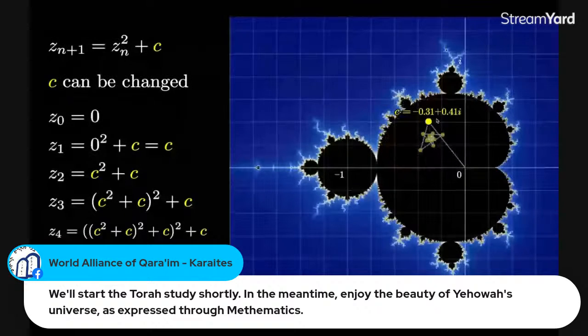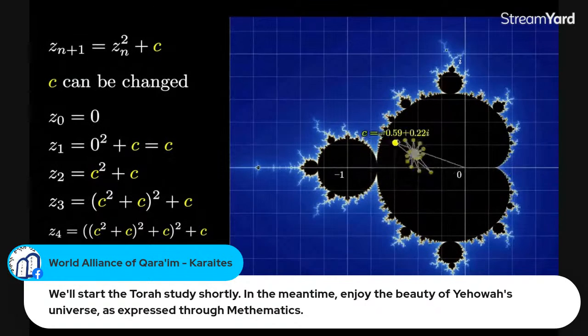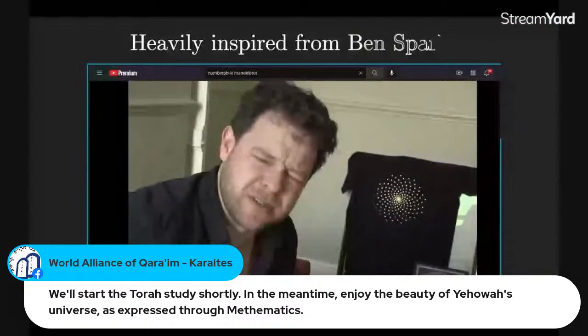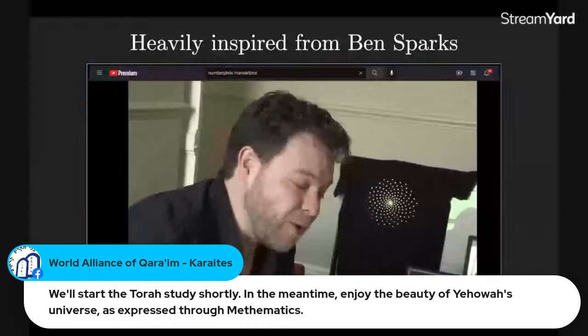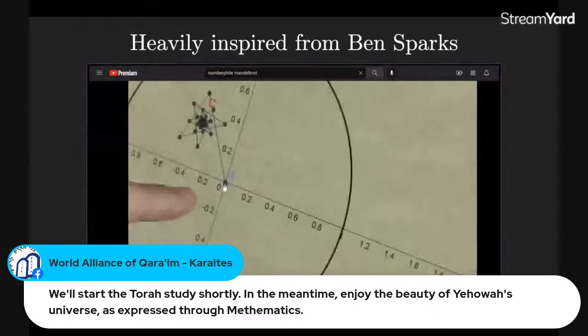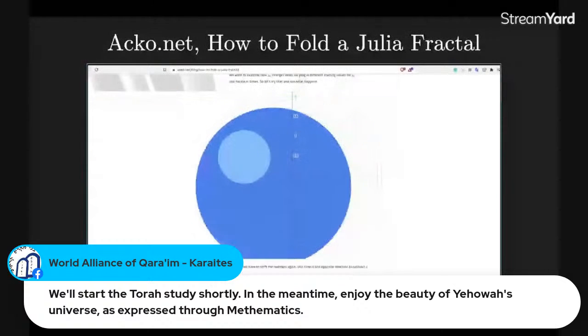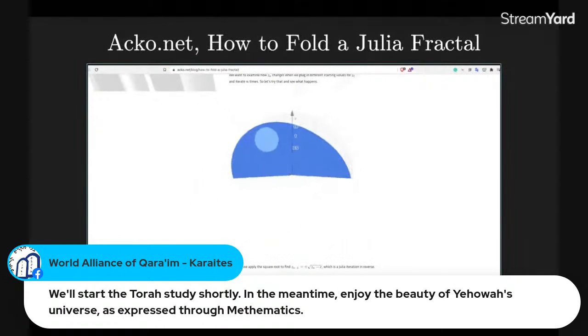Now, this interactive dots and stick visualization of the trajectory, by the way, is heavily inspired by Ben Sparks' illustration in the Numberphile video he did about the Mandelbrot set, which is great. You should watch it. I honestly thought it was just too fun not to re-implement here. I would also highly recommend the interactive article on acko.net about all of this stuff for any of you who haven't had the pleasure of reading that yet.